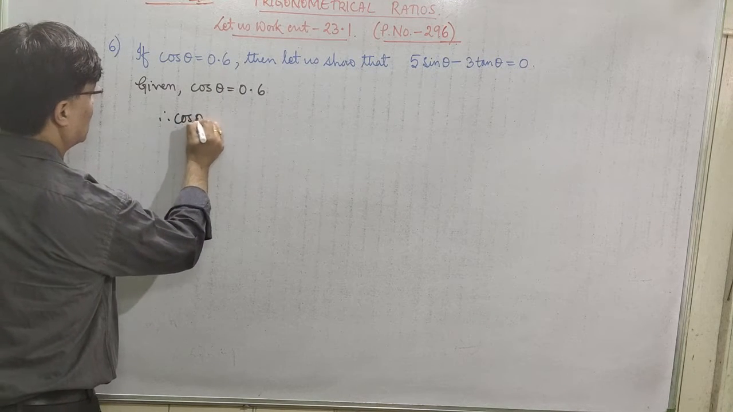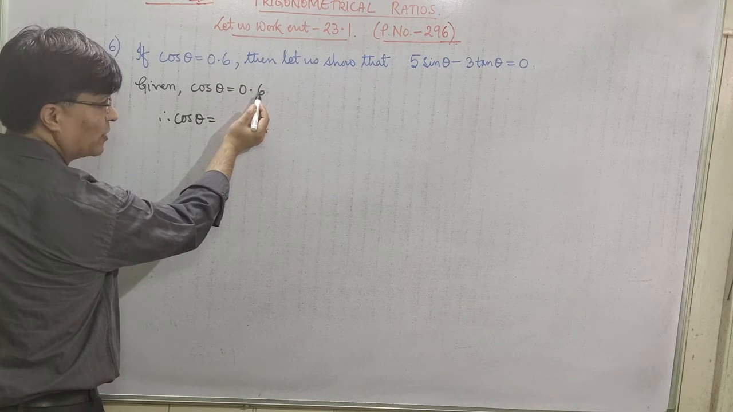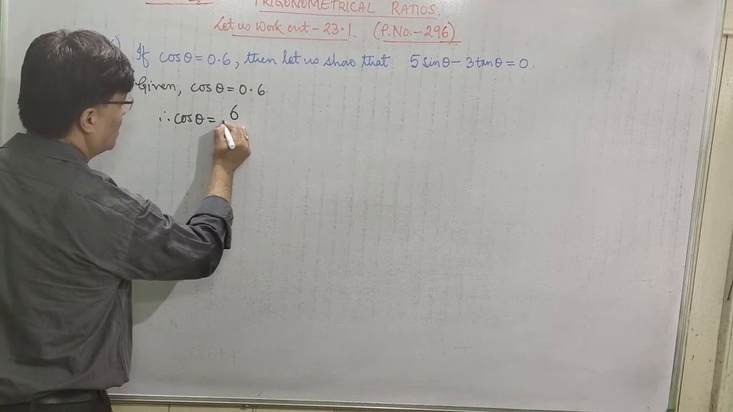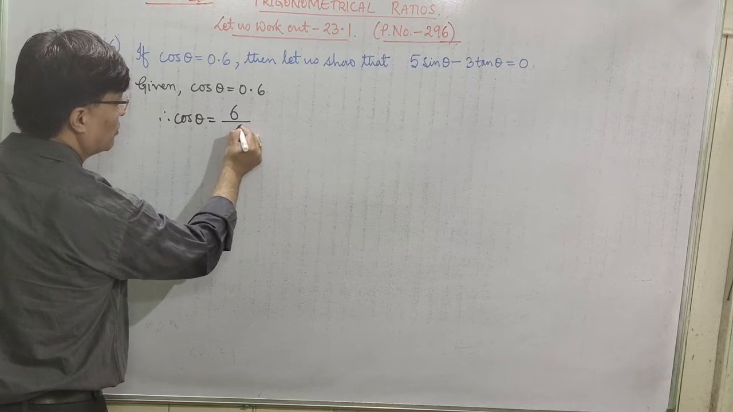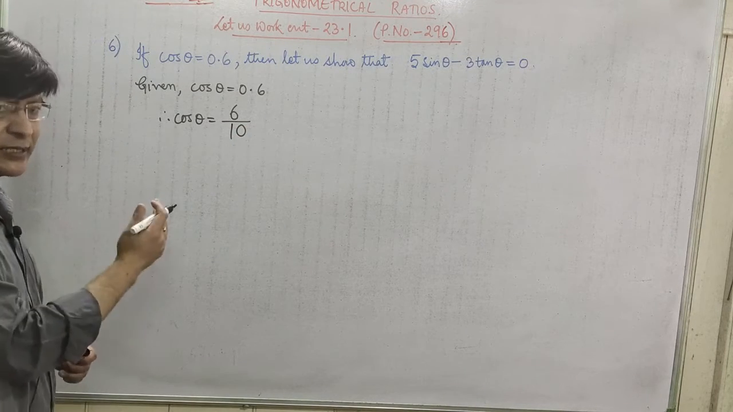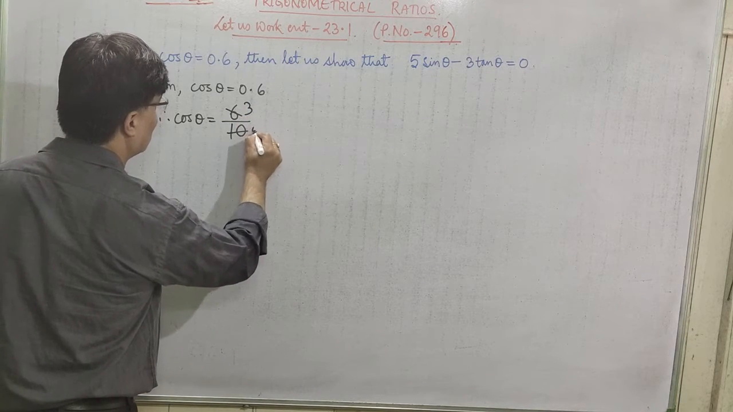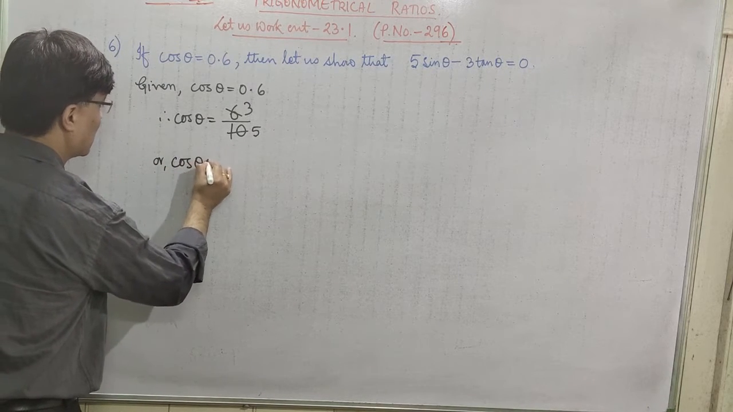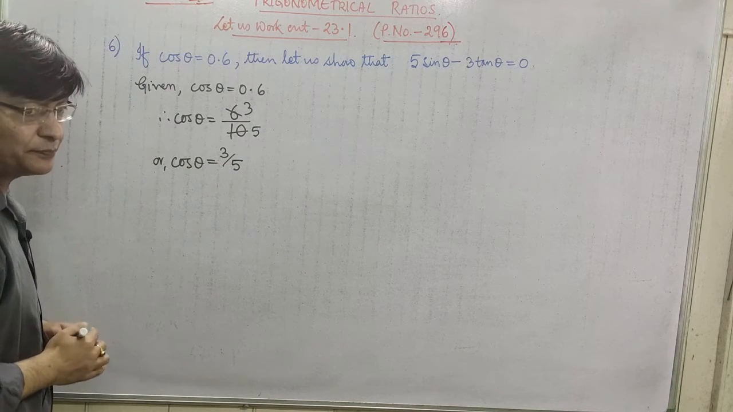Therefore, cos theta is equal to, how can you write it in terms of a fraction? After the decimal point, how many figures are there? Only one figure is there. So you write only 6 first. Don't write the decimal point. Divided by, after the decimal point there is one figure, so write 0 and then 1. That is 6 by 10. 0.6 means 6 upon 10. You can cancel it. 2 3s are 6, 2 5s are 10. So cos theta is equal to 3 upon 5.